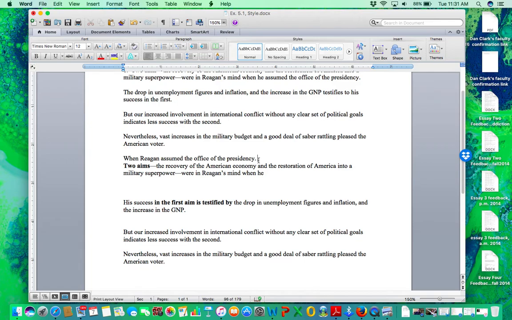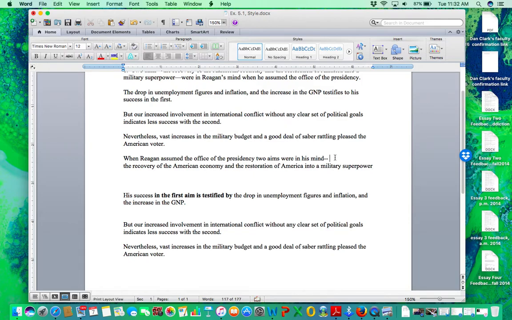Okay. So when Reagan assumed the office of the presidency, he had two, and again, we don't necessarily have to get it right at the end. Two aims were in his mind. And then we put these two aims, what they are. So now notice that those two aims come at the very end. Not the word aims, but the aims themselves. And I think that'd work. We could see some other ways of doing it. So we get that there.